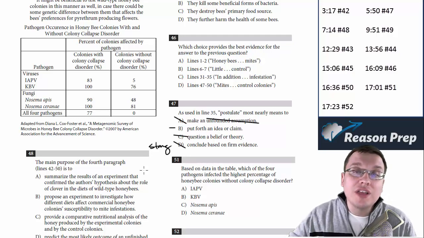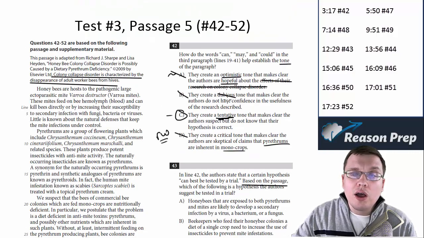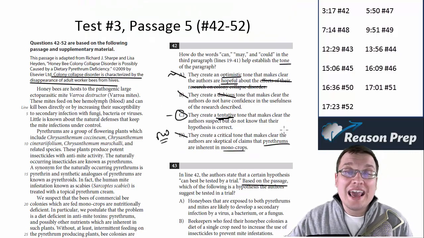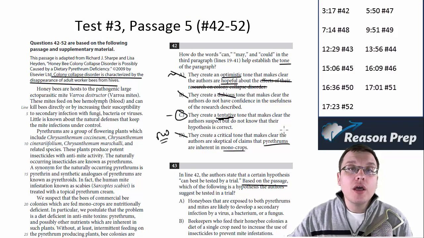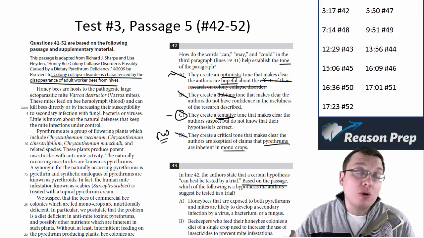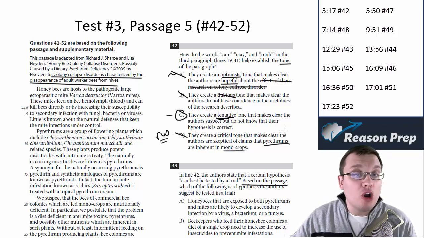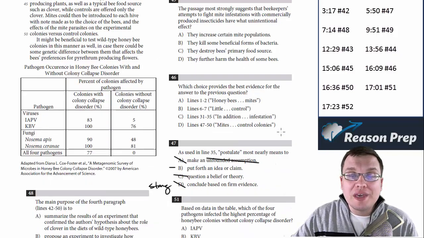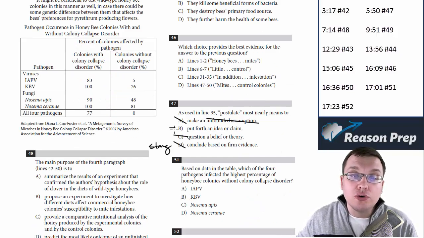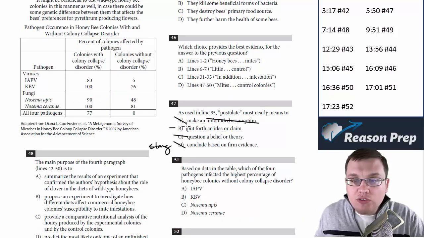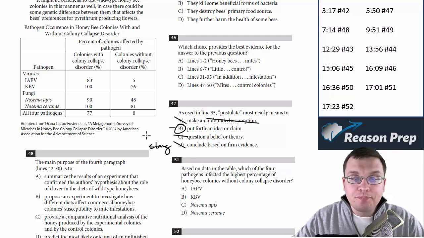When they're postulating, remember what we said for question 42, they're using words like can, may, and could. We don't really know for sure, or they don't really know for sure if their theory is correct. They hope it is, and they suspect that it is. So we can't go with something as firm as conclude based on firm evidence. So instead, we're going to go with B.